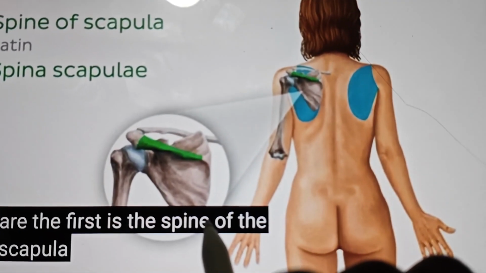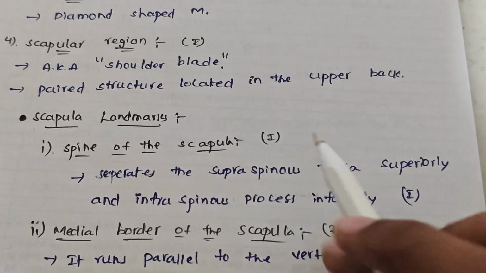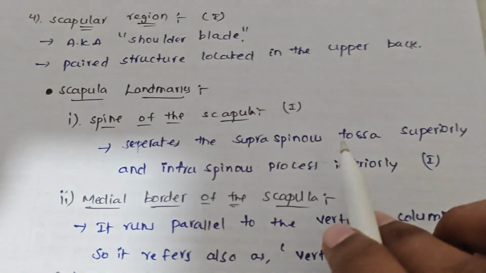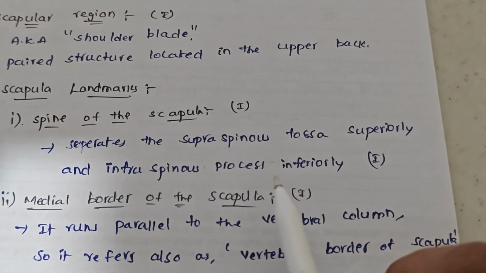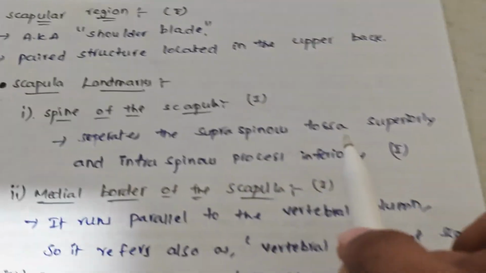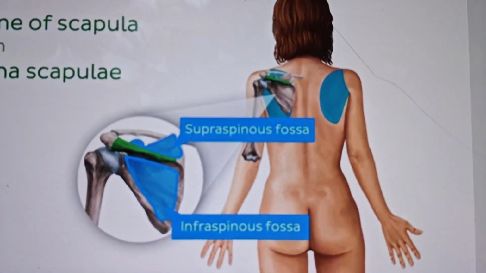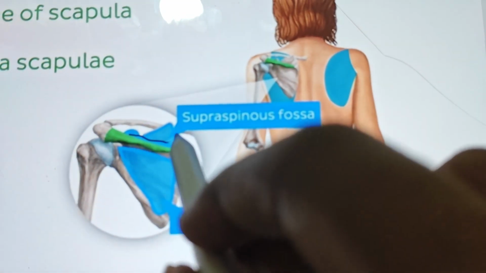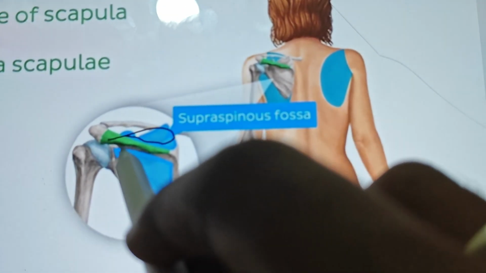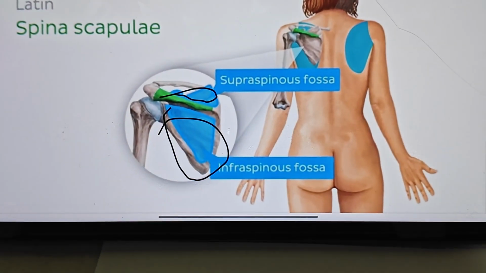spine of the scapula. This spine of scapula separates the supraspinous fossa superiorly and infraspinous fossa inferiorly. Simple as that by their names. You can see this one is the spine of the scapula. It separates this one, the supraspinous fossa, and this one, the infraspinous fossa.